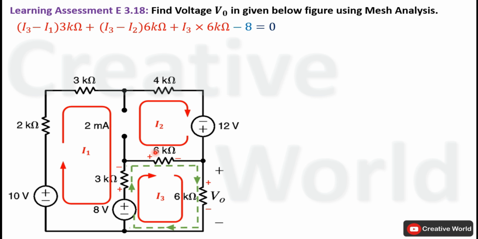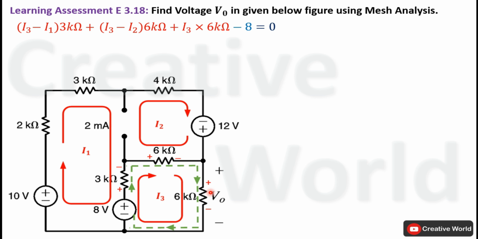Similarly, the voltage across this 6 kilo ohm resistance is taken according to the direction of current I3, and this resistance has two currents passing through it. One is I2 and the other one is I3. Now the voltage across it is taken according to the direction of current I3. That's why the current through it will be equal to I3 minus I2 multiplied by 6 kilo ohm.